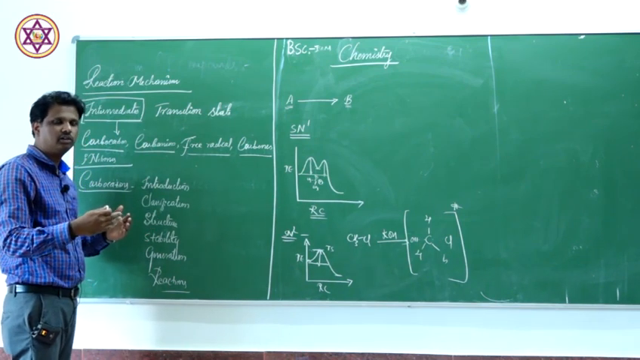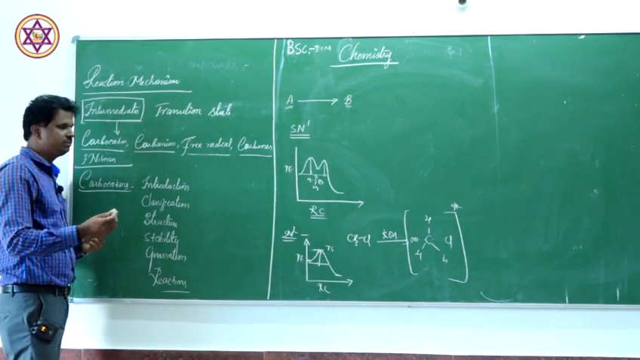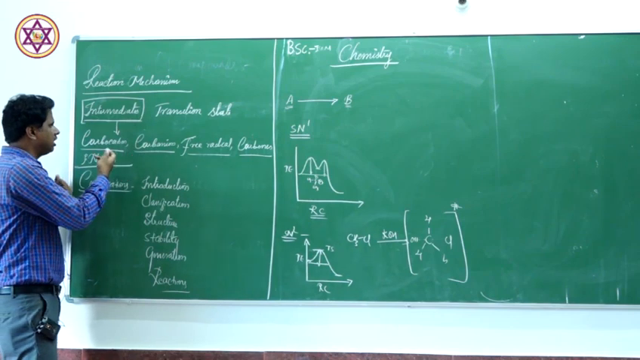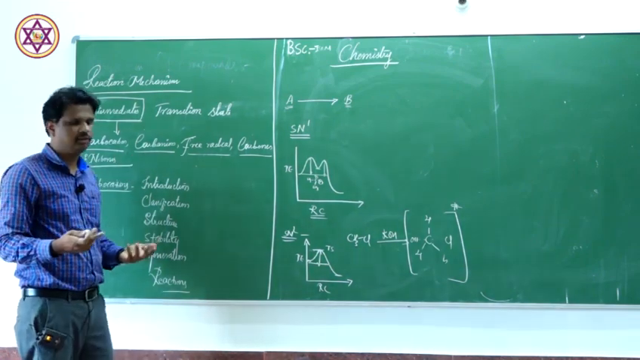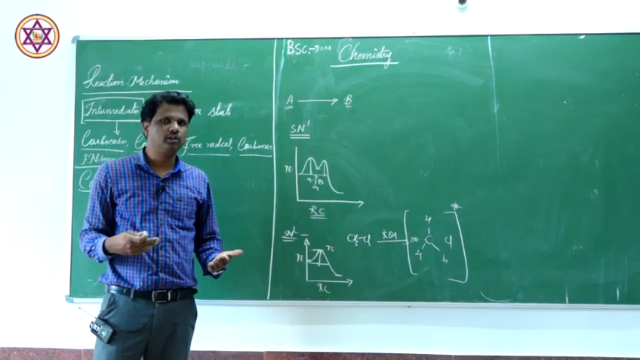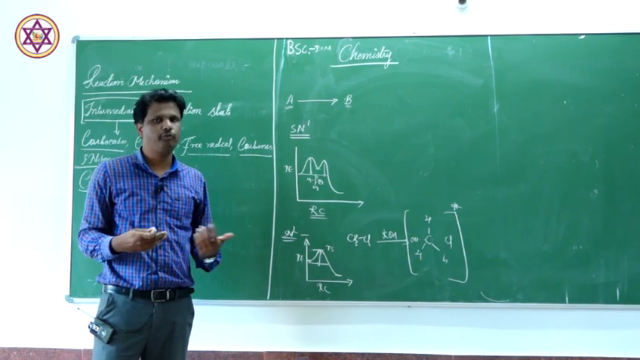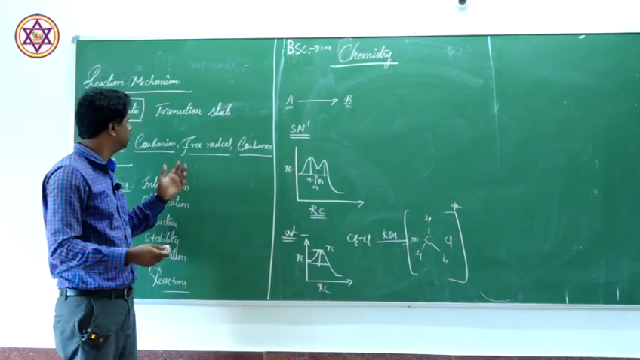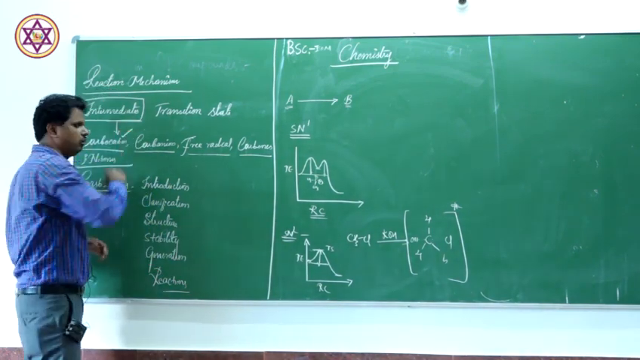We are talking about the reactive intermediates. Now we have several intermediates like carbocation, carbanion, free radical, nitrenes and carbene. In today's class we will discuss only carbocations. If possible, we will go for anions. So let us talk about carbocations.